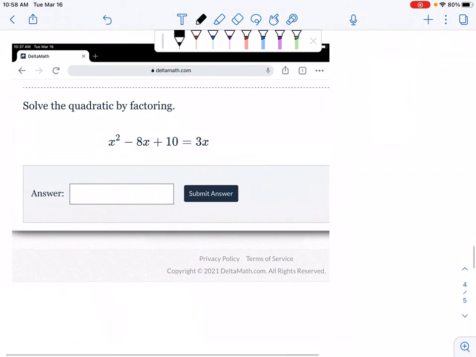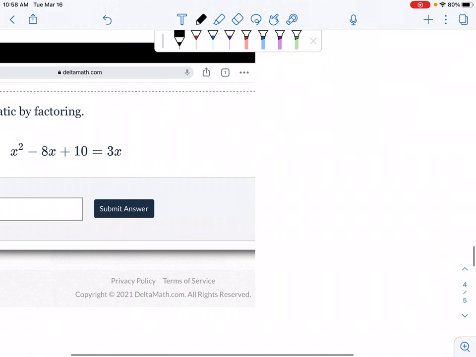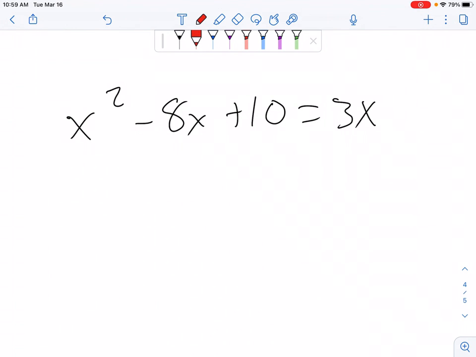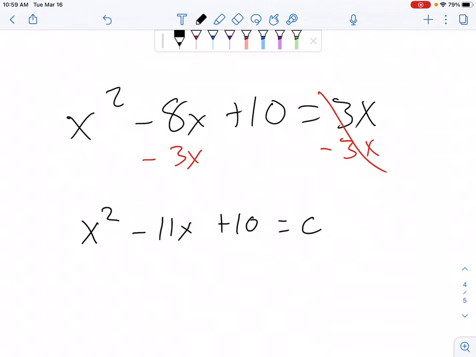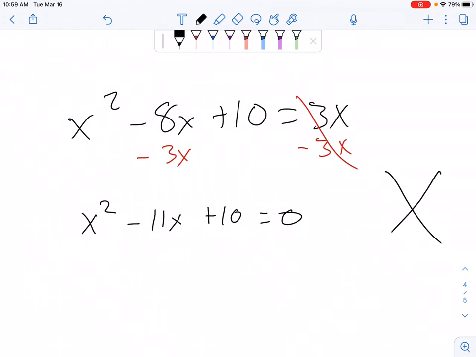And our last example, we have x squared minus 8x plus 10 equals 3x. So remember, our first thing, we've got to get this to say equals 0. I get that by moving that over. So I'm left with x squared minus 11x now plus 10 equals 0. When I fill out my big X, 10 on top, negative 11 on the bottom will be a negative 1 times a negative 10. And so I can rewrite this whole thing as x minus 1 times x minus 10.